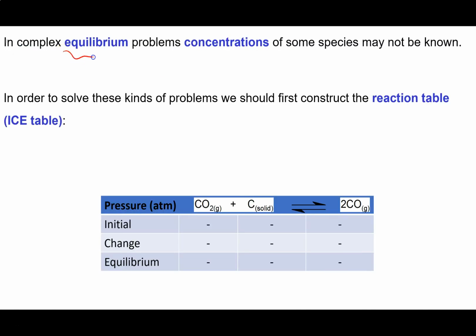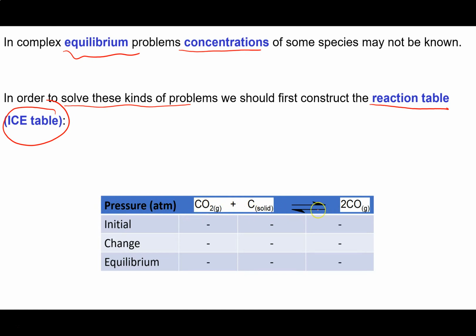This is going to be something that we'll be using again and again throughout the quarter. So in complex equilibrium problems, concentrations of some things might not be known, and the easiest way to solve these kinds of problems is to construct what's referred to as the reaction table, or a lot of people will call it an ICE table.